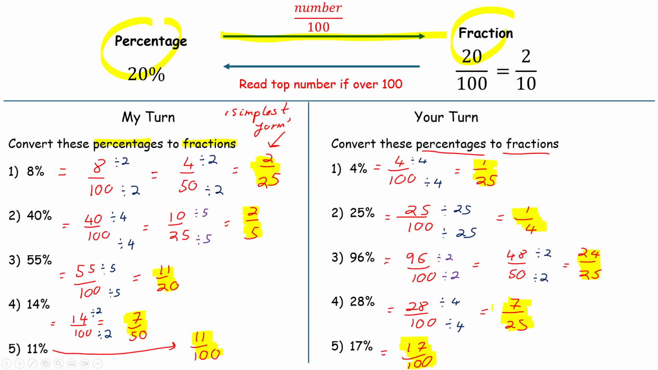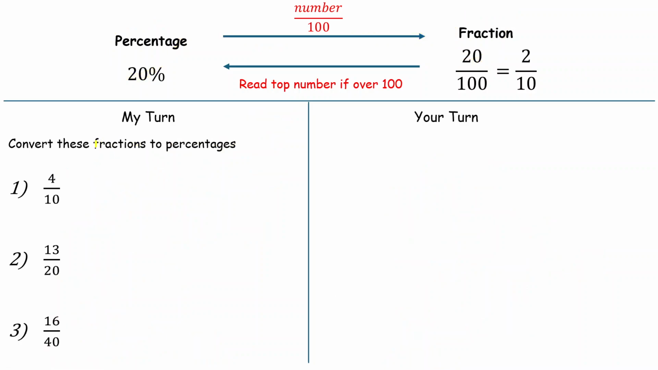So that was percentages to fractions. Now, fractions to percentages. And to do this, you read the number. So we're going from fractions now to percentages. Because a percent is out of 100, if you get the fraction to be out of 100, you just read the number on top.